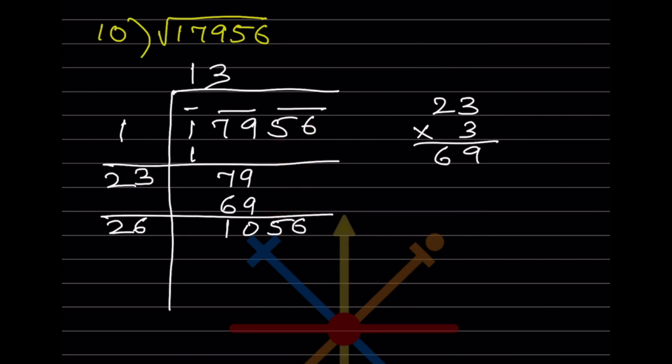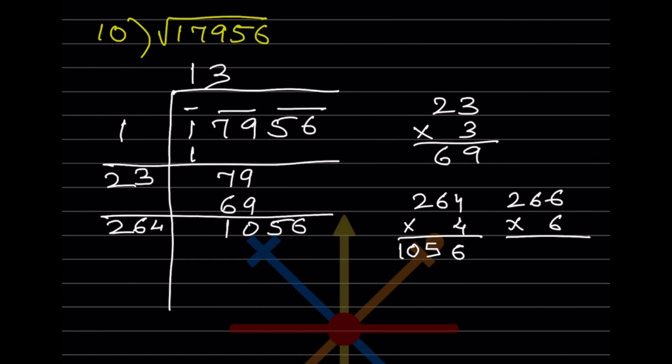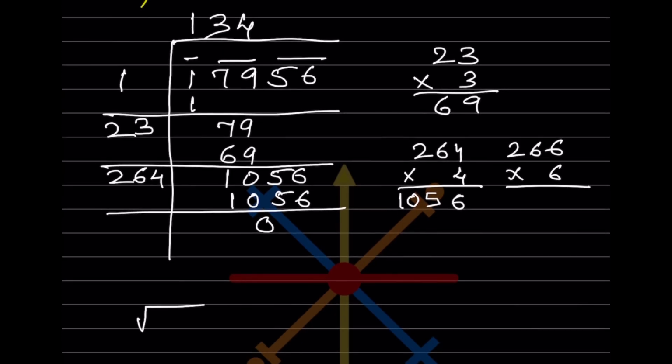Now let us see this. This is 6, means it should be 4 4s are 16 and 6 square is 36. So we can write here 264 or 266. This should be multiplied by 4 or this should be multiplied by 6. Now let us see for this 4. So it is 1056. So this is 0. So what will you write here? Root of 17956 is 134.